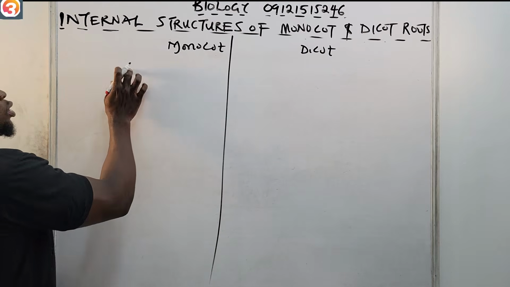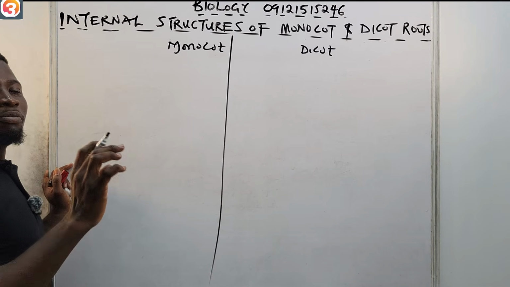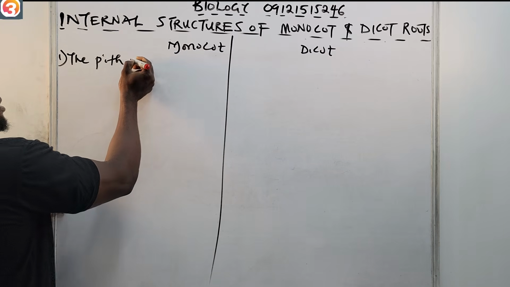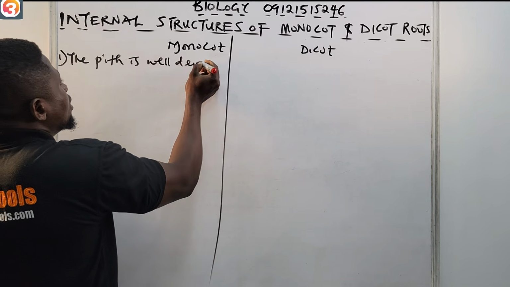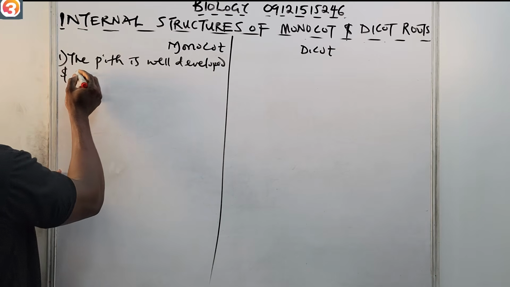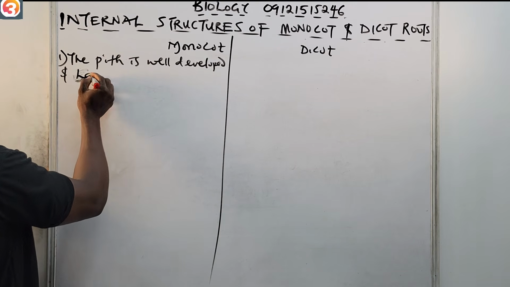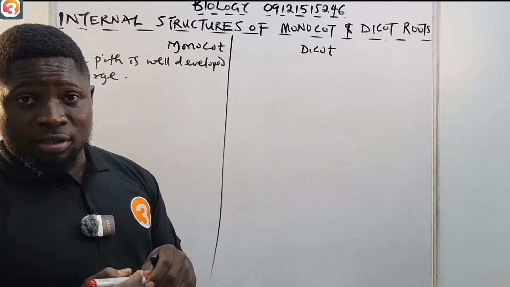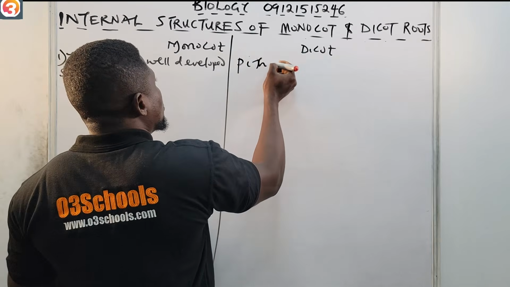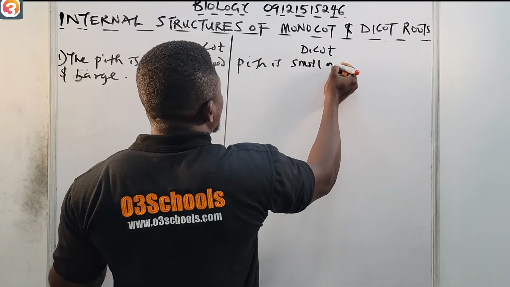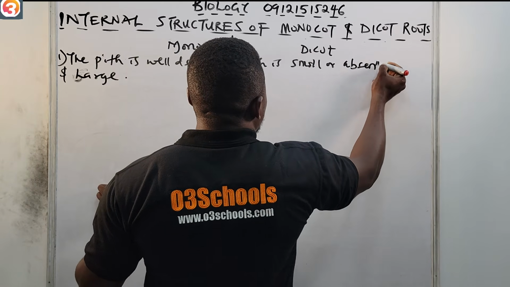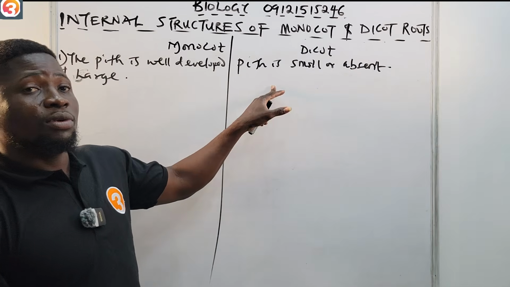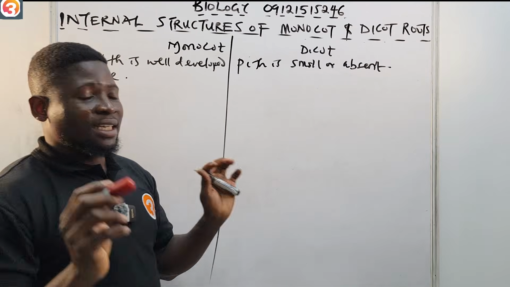Number one of the very common differences we have noticed from our class is that the monocot has a very well developed pith. So number one, the pith is well developed and large. But for the dicot, the pith is small or absent. We know that they both have parenchyma cells in them. The pith in the dicot and the pith in monocot both have parenchyma cells in them. Take note of that.